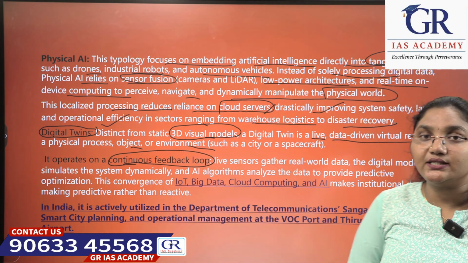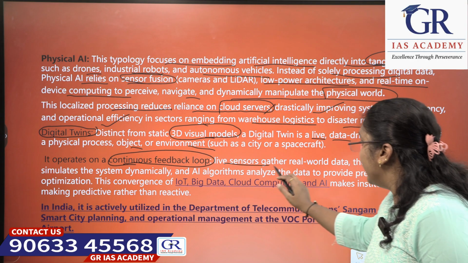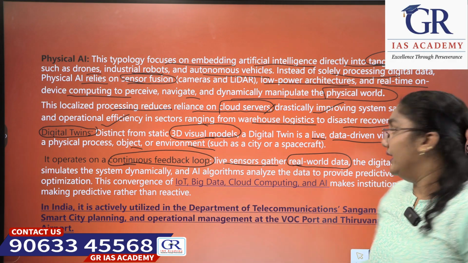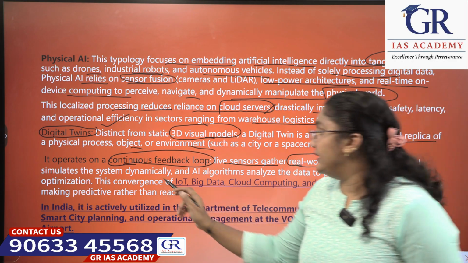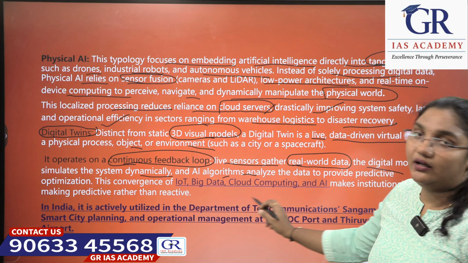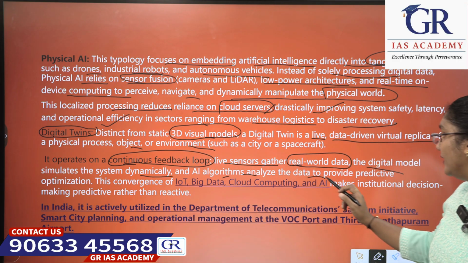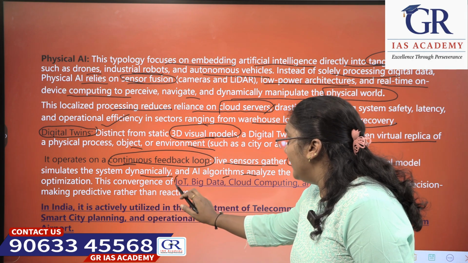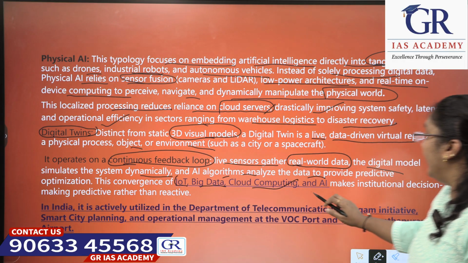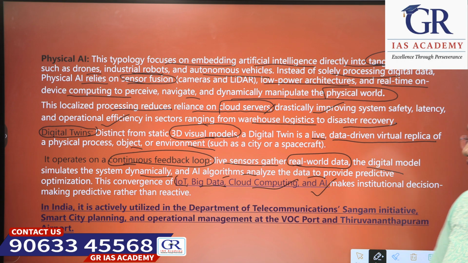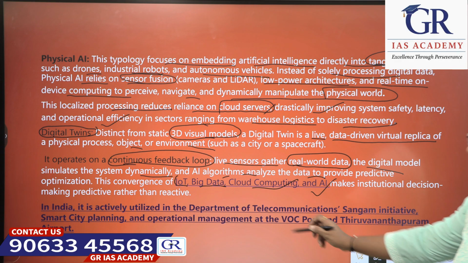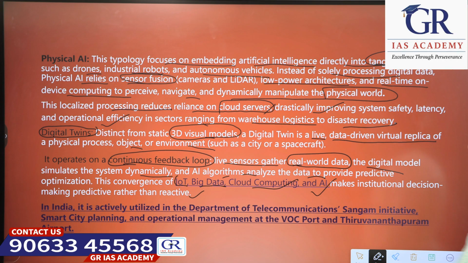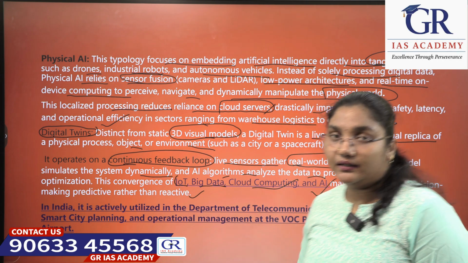It works on what? On a continuous feedback loop. Live sensors gather real world data. The digital model simulates the system dynamically, and all the AI algorithms analyze the data to provide predictive optimization. This convergence of IoT, big data, cloud computing and AI makes institutional decision making predictive rather than reactive.